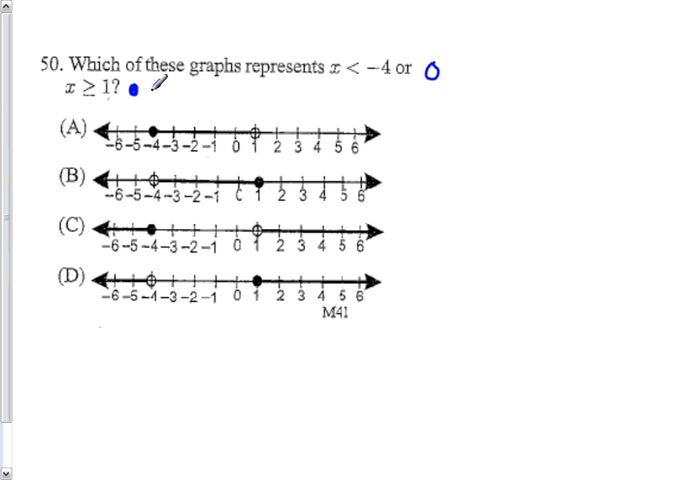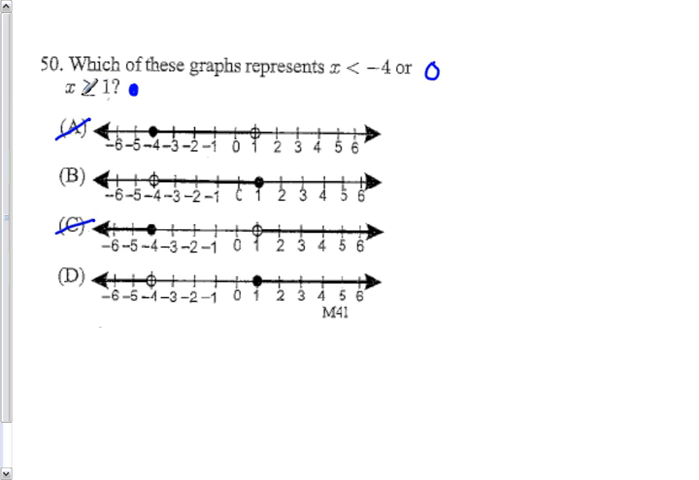All right, so let's look down at some of our answer choices and see if we can rule any of them out before we even start to talk about the graph itself. We need an open circle at -4. Answer choice A is a closed circle at -4, so we can rule it out. B is an open circle at -4, so we leave that one. C is a closed circle at -4, so we rule that one out. And D is an open circle at -4, so we leave B and D as possible choices.